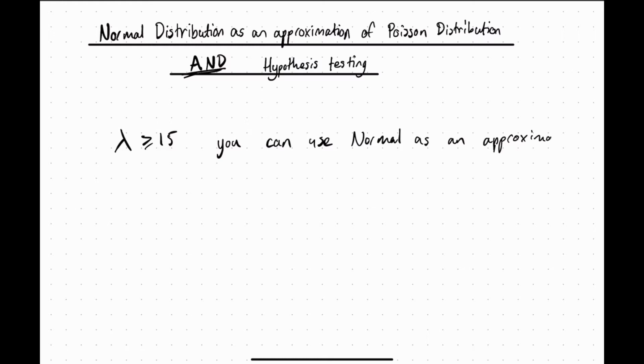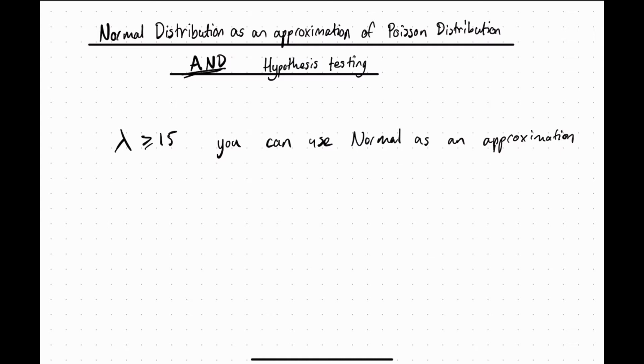As a general rule of thumb, if it's greater than or equal to 15, that's when you can start using it, because as lambda increases, the Poisson distribution becomes less skewed. The lower the lambda, the more skewed it is. But as lambda gets bigger and bigger, it starts to look more and more normally distributed.